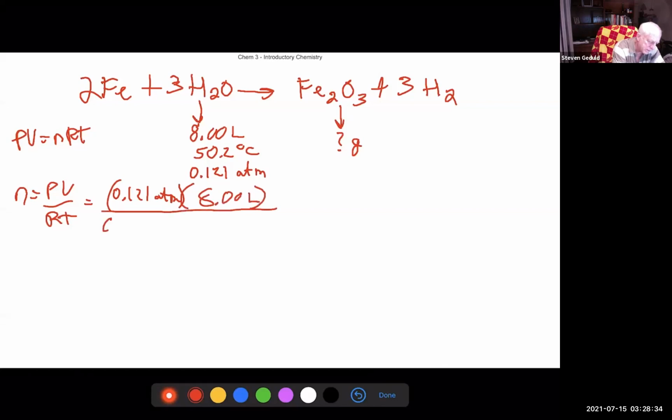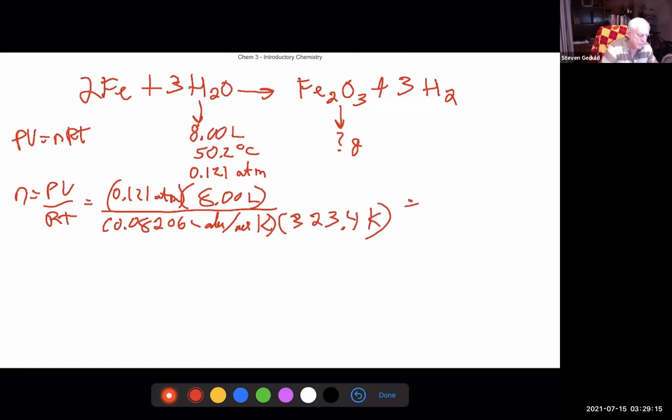R is the gas constant, 0.08206 liters atmospheres per mole per Kelvin. And the temperature is 50.2, which is 273.15 is what it actually is, plus 50.2 comes out to 323.4 Kelvin. All right, all that cancels with number of moles.